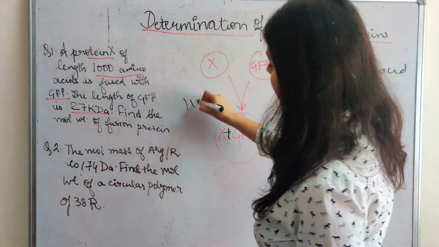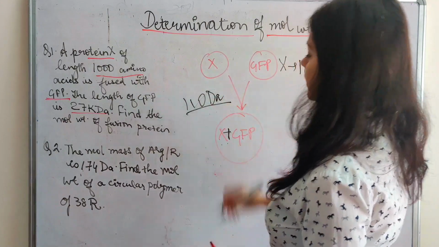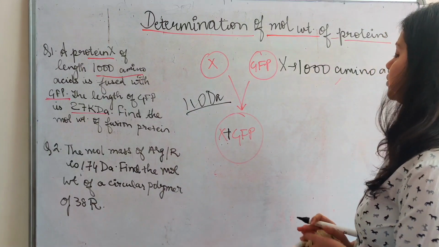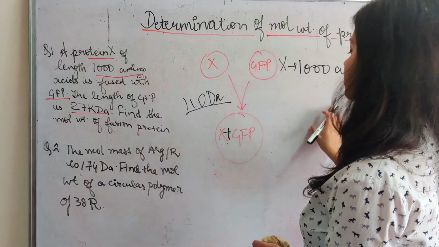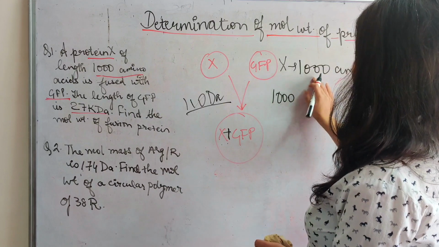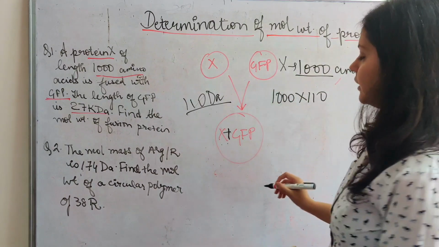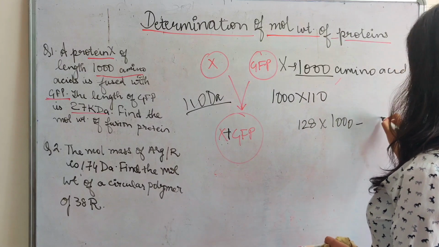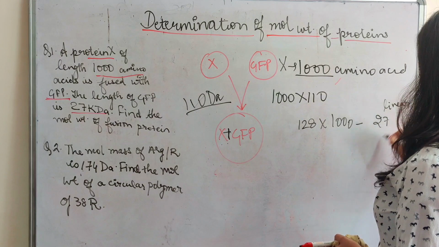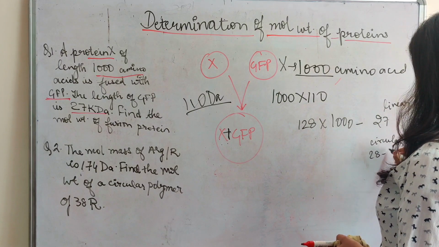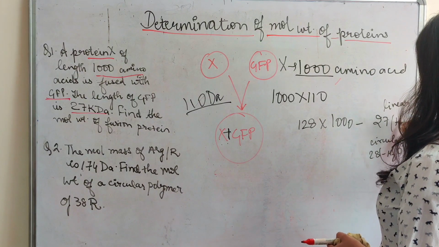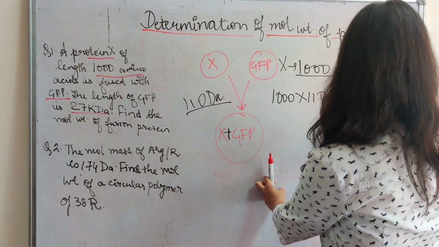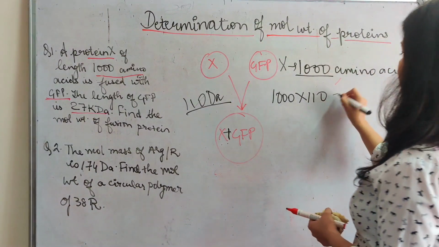As we studied earlier, the molecular weight of an amino acid is 110. Whenever it is not provided in the question, always assume this as the molecular weight of the amino acid. So we'll write 1000 into 110. Otherwise, we could have taken 128 into 1000 minus 27 if it was linear. And if circular, we would have taken 28 H2O removed. But since it is not given whether linear or circular, we will consider it as 110. So what is the answer we get? We get 110,000.